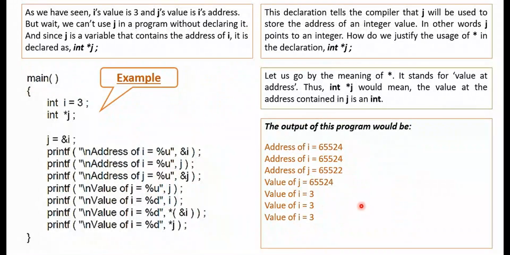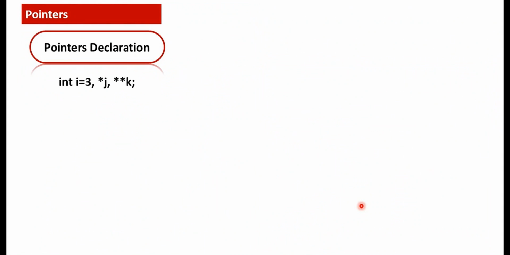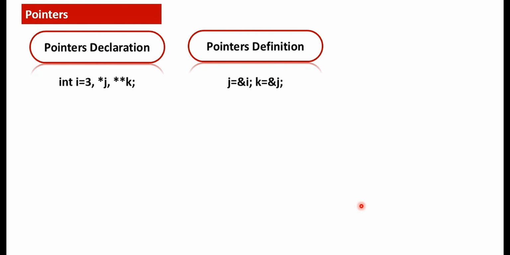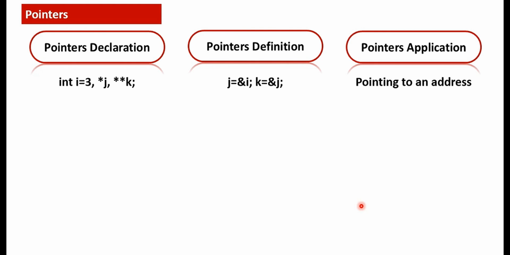So for now we are done with pointer declaration, that is how we can declare a pointer. Let's say int i equal to 3, this is a normal variable, but int pointer j or double pointer k. Similarly we can use multiple levels of pointers, okay. Next is pointer definition, so we can define the pointer variable with a value. Pointer application: basically it is used for pointing to an address, and that can be the address of a variable, the address of a function, array, structure, anything.